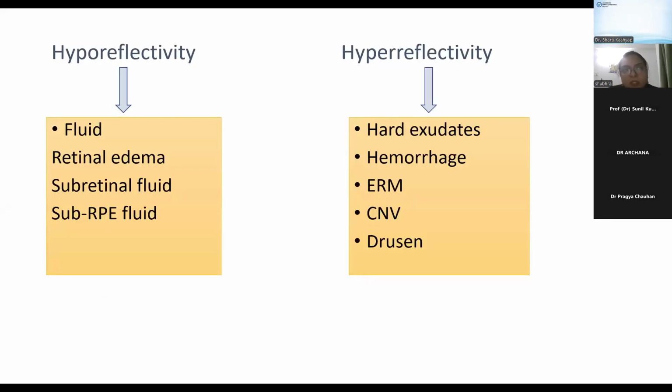So similarly, that's what I was talking about. What are the hyporeflective structures that we see on the OCT? It can be fluid. Now, fluid can be retinal edema, that is intraretinal fluid. It can be subretinal fluid, or it can be sub-RPE fluid. Okay, these three fluids are at different levels. And similarly, the hyperreflective structures will be hard exudates, any hemorrhage, an epiretinal membrane, a choroidal neovascularization. It can be below the retina or below the RPE, or it can be any drusen.